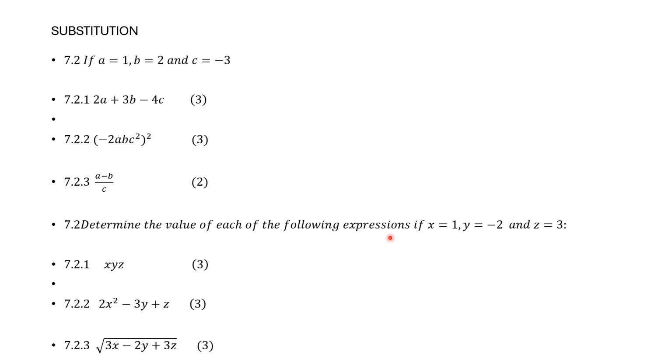Determine the value of each of the following expressions if x equals 1, y equals minus 2, and z equals 3. 7.2.1, xyz for 3 marks. 7.2.2, 2x squared minus 3y plus z for 3 marks. 7.2.3, square root of 3x minus 2y plus 3z for 3 marks. Right, so pause, attempt to answer, take a different color pen, note your errors, and practice those errors out of your system. So let's look at the solutions.